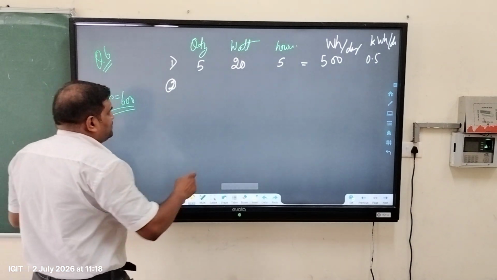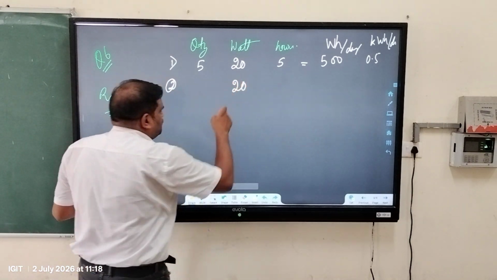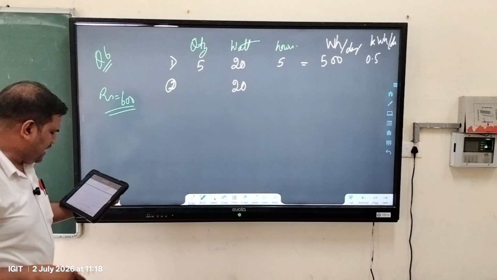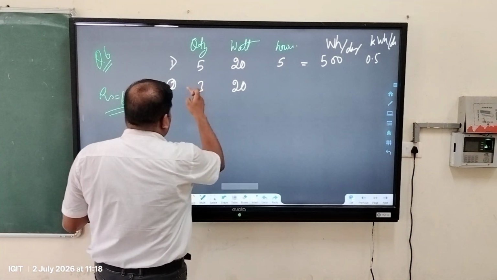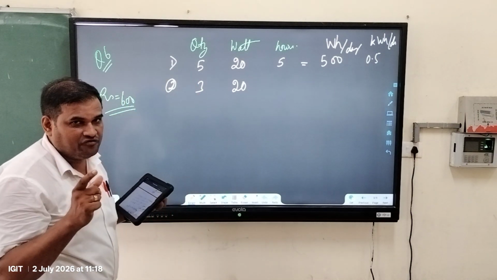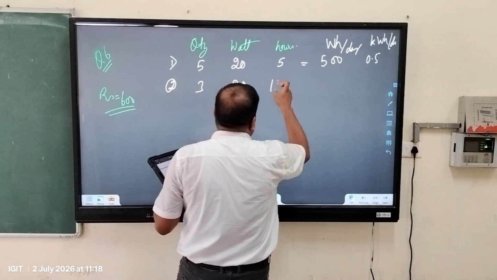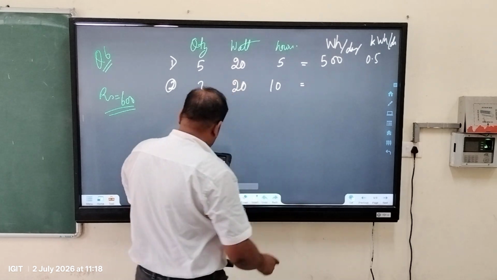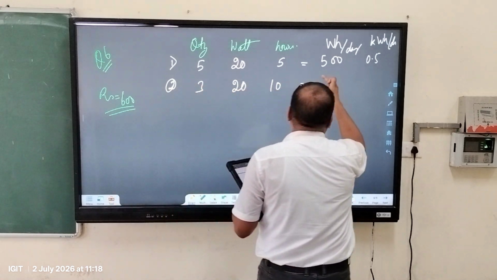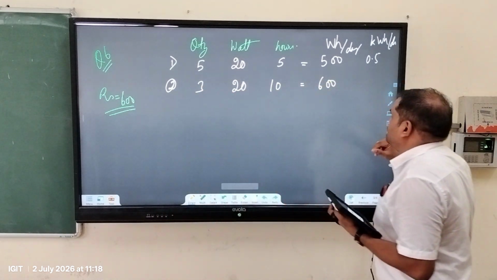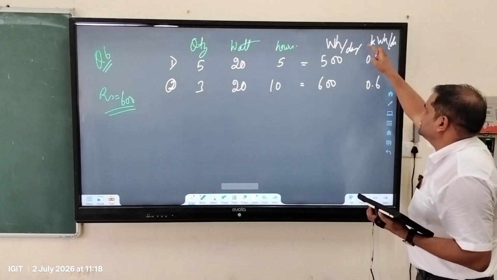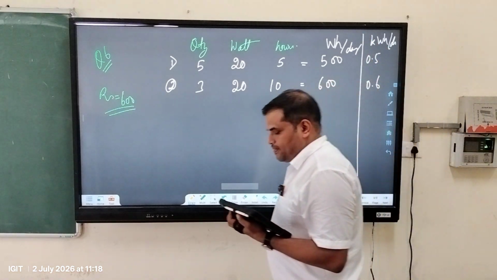Next, he is using a BLDC fan, which is also of 20 watt. How many BLDC fans? 3 BLDC fans, each of 20 watt. So totally 60 watt. How many hours? Fan is used for 10 hours. So obviously this value will be 600. If you convert into kilowatt hour, 0.6, correct?